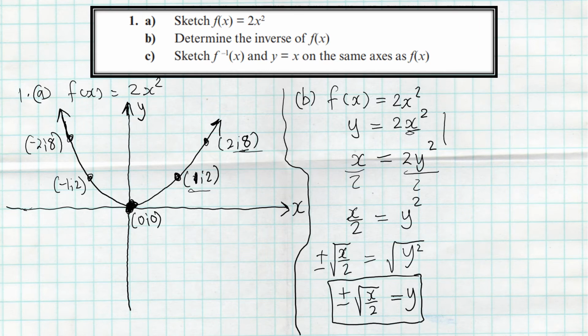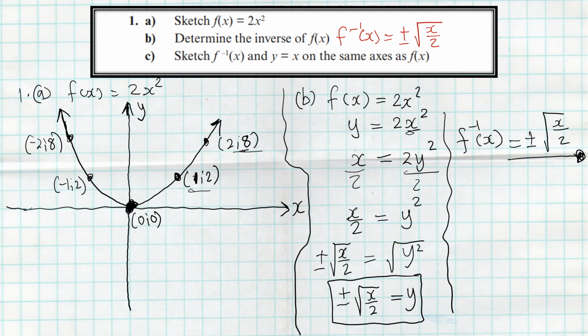I can just replace y by the symbol of the inverse as the last step. Where there is y, I put the symbol of the inverse. f exponent minus 1 of x is equal to plus or minus root of x over 2. Don't forget to write plus or minus, because this is a square root, right? Okay, so that's the equation of the inverse.